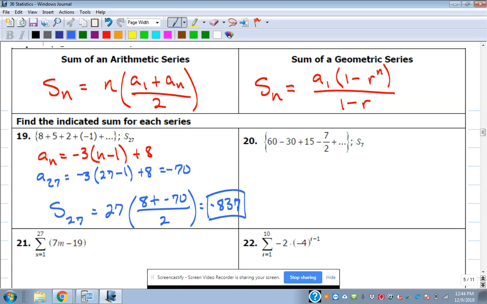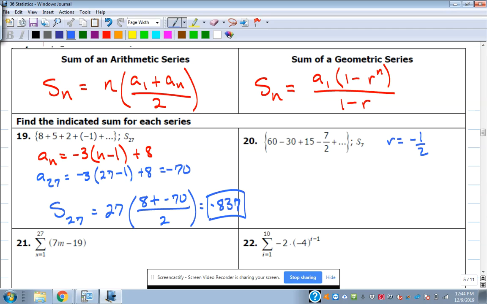All right, number 20. We got a series here. We want to find the sum of the first 7 terms. We've got the first 4 terms. So this one, it probably would make decent sense to go ahead and just find the next 3 and work it out, but we're going to try to work it with this formula here. But we need to find out how are they getting from one term to the next. So how are we getting from 60 to negative 30, and from negative 30 to 15, and from 15 to negative 7 over 2? Times 1/2. That's right. Well, not just 1/2, but we have to have the negative so it'll swap signs. So the R is negative 1/2.